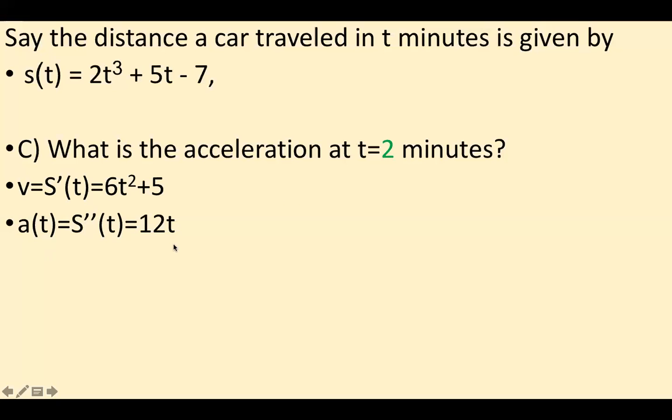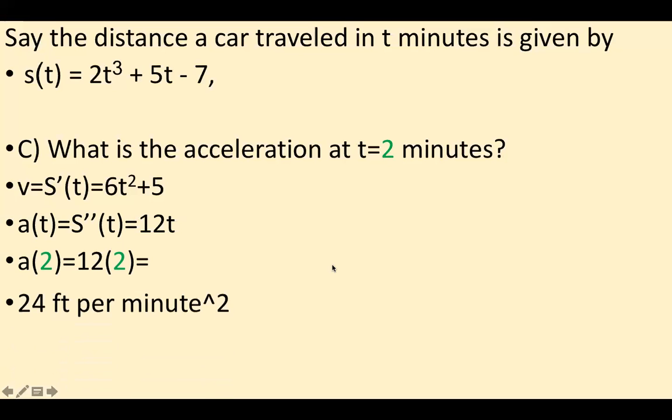So it's saying acceleration at t equals 2 minutes. That means I'm going to plug in 2 only into the acceleration function. So it looks like acceleration is going to be 24 feet per minute squared. So I don't know if y'all remember that from physics, but usually acceleration, the time is squared. So feet per minute squared.